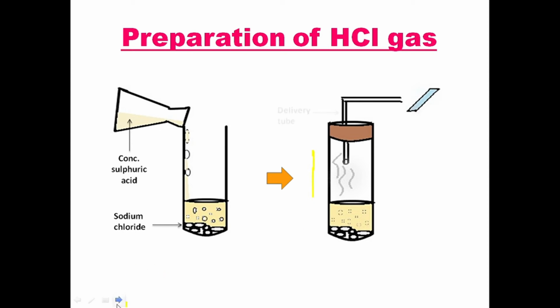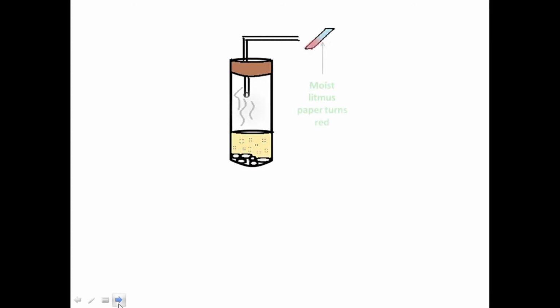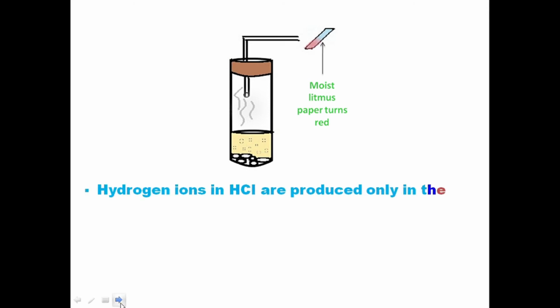We pass the gas through a delivery tube and blue litmus paper is brought at its mouth. We observe that the litmus paper does not turn red. Now we bring moist blue litmus paper, which turned red. The above results clearly tell us that HCl acts as an acid only in the presence of water, as moist litmus paper has water in which the HCl gas dissolves. It is only after coming in contact with water that HCl dissociates into its ions.